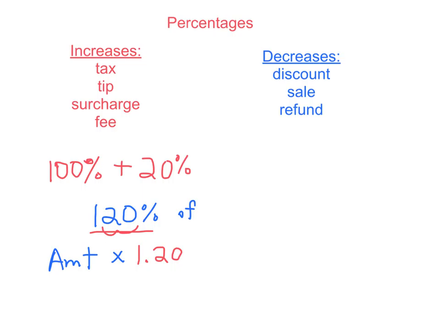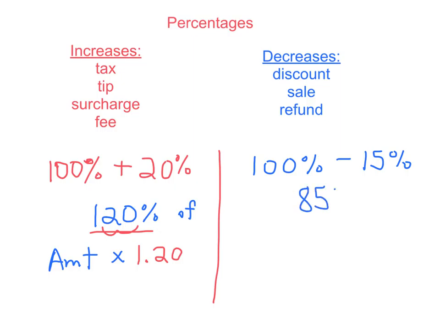Similarly, if I look over here and I want to deal with a discount or a decrease or a sale, I take the 100% that I started with, and I simply subtract the amount of the discount or the sale or the refund. So let's say it's a 15% off sale. I want to take 100%, and I'm going to take away 15%. In this case, rather than adding, we're subtracting, and 100 minus 15 is 85.